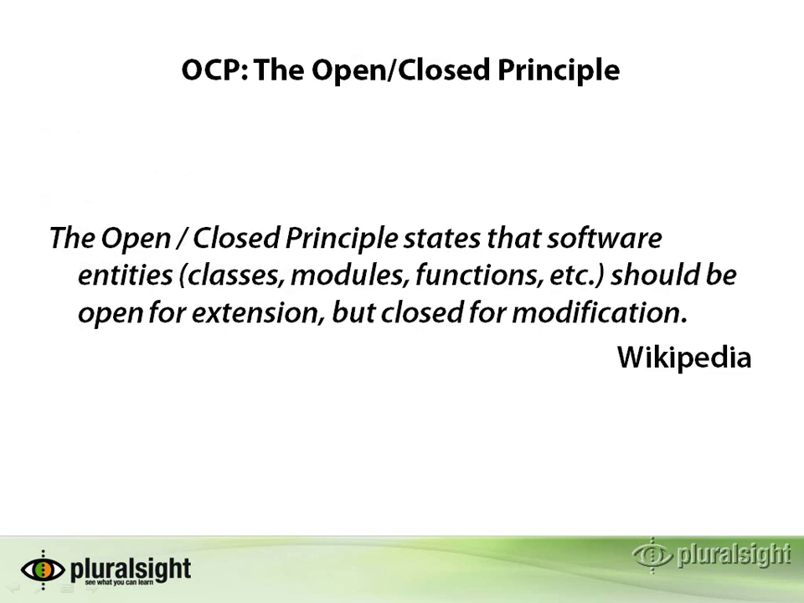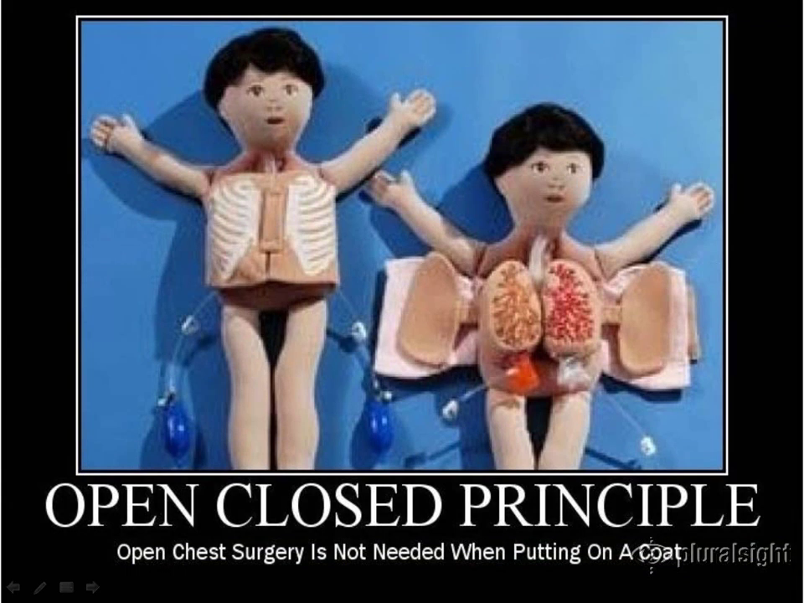The open-close principle states that software entities such as classes, modules, functions, etc. should be open for extension, but closed for modification. This specific example is from Wikipedia. This slide demonstrates how the open-close principle can apply in a graphic notation.